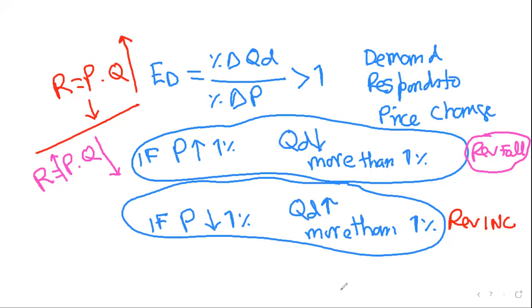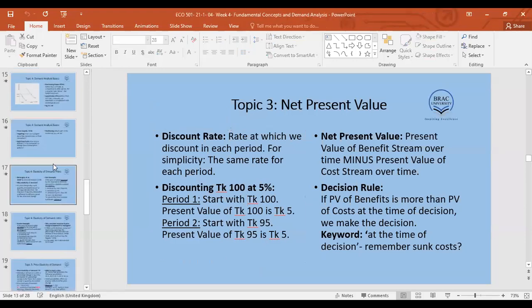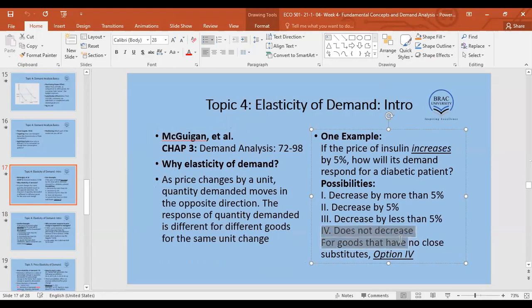Now let us look at an example. If the price of insulin increases by say 5%, how will its demand respond for a diabetic patient? Which one of the four is correct? Number one, number two, number three, or number four? Number 4. Lovely.